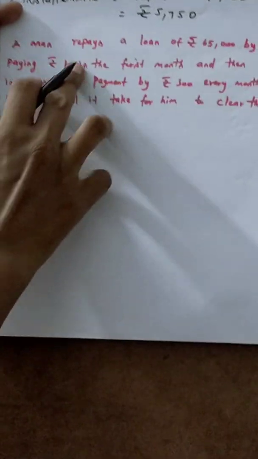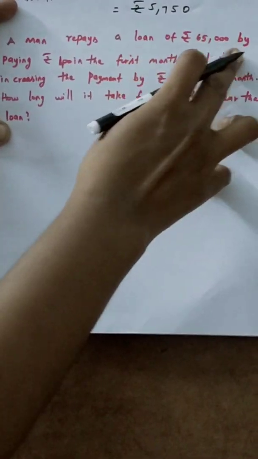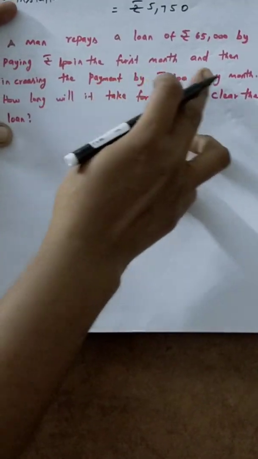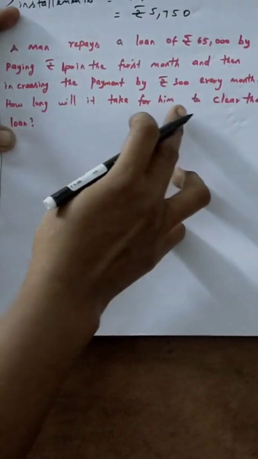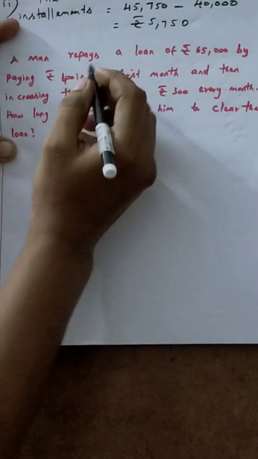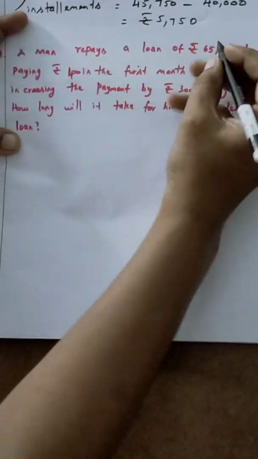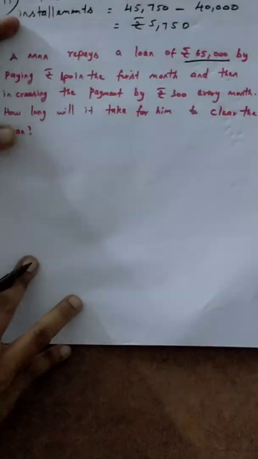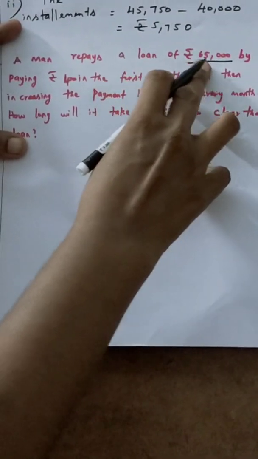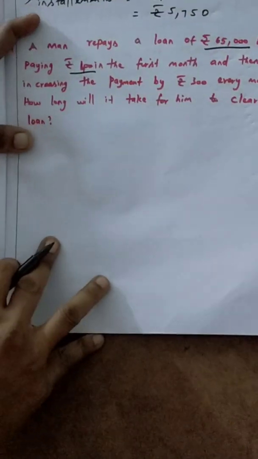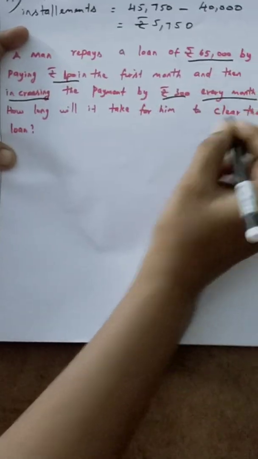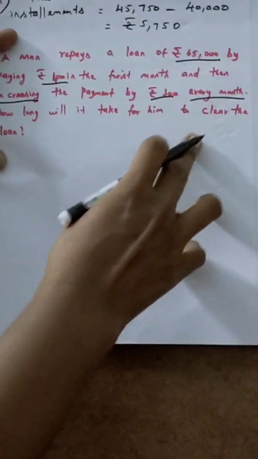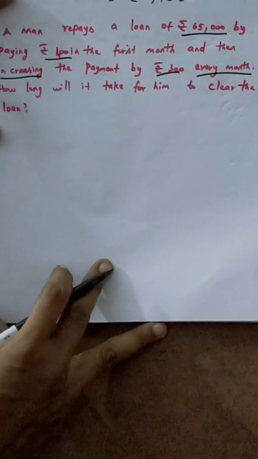Ninth question. A man repays a loan of rupees 65,000 by paying rupees 400 in the first month and then increasing the payment by rupees 300 every month. How long will it take for him to clear the loan? So what is the value given? A total loan amount equal to rupees 65,000 is given. So Sn is given. Sum of total amount, total loan amount equal to rupees 65,000. First month, what is the amount given? 400. In every month, this amount is increasing by 300. How long will it take for him to clear the loan? So we only need to find n, the number of terms.